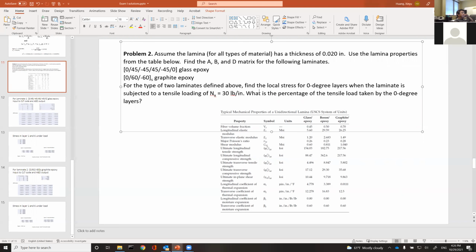And I ask you to estimate the percentage load taken by the 0-degree layers. There are two 0-degree layers, right? The first layer and the last layer. So you gotta add them up. There are two layers, right?